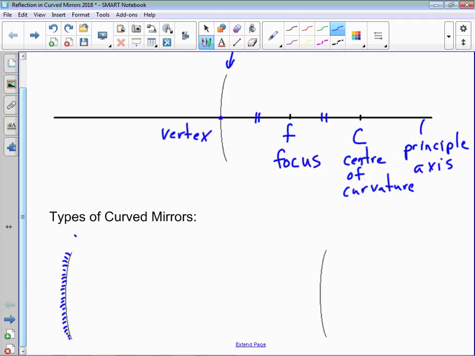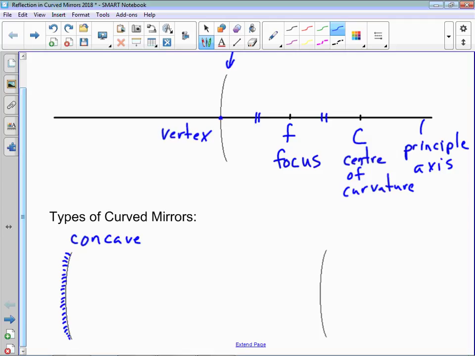Then we call this a concave mirror. And again, I believe you've seen this in elementary school. I'm not sure that you've seen this before, so it's probably not all that new. I always look at it as a cave. If you go into a cave, the mouth of the cave will kind of look like a concave mirror.